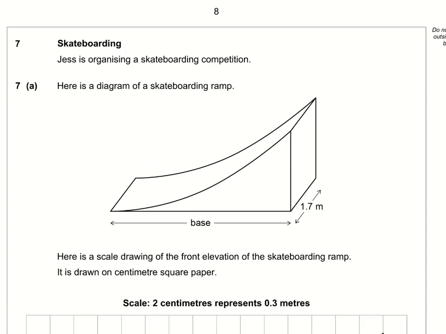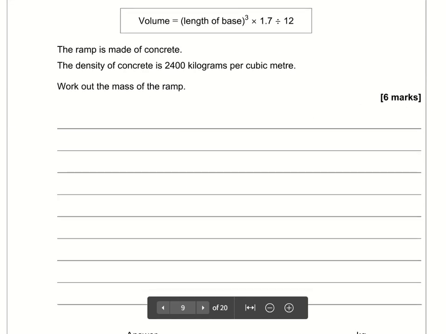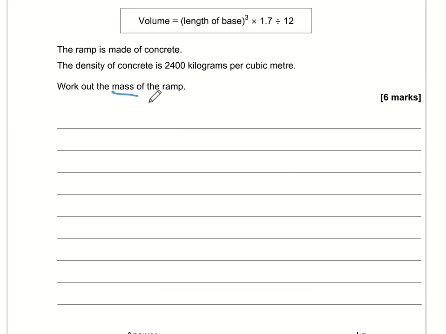Moving on to question 7, if we just go down and see what the question is actually, what are we supposed to do here? We need to work out the mass of the ramp, and we've been told the density is 2,400 kilos per cubic metre. So we need to be thinking of our density formula here. So density is mass divided by volume.